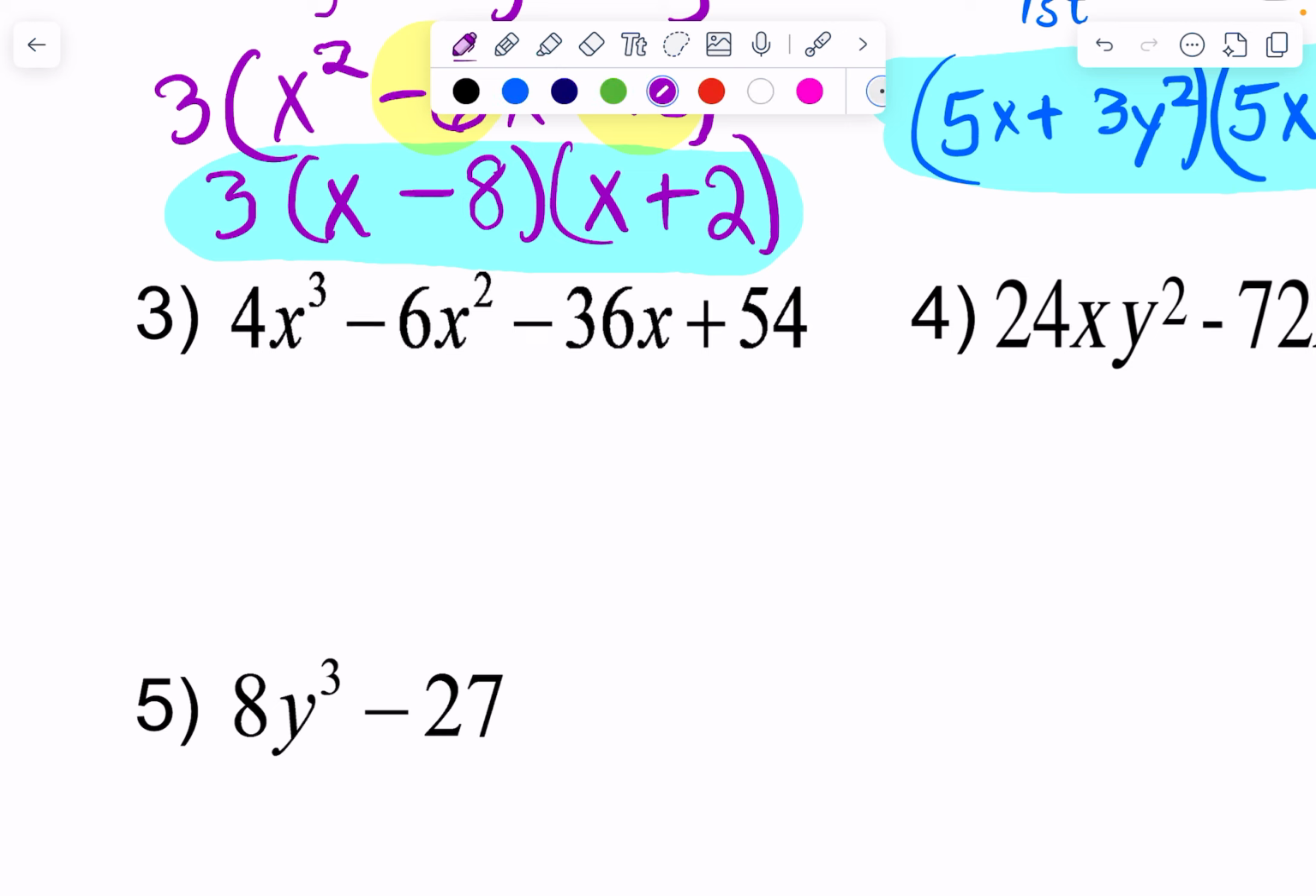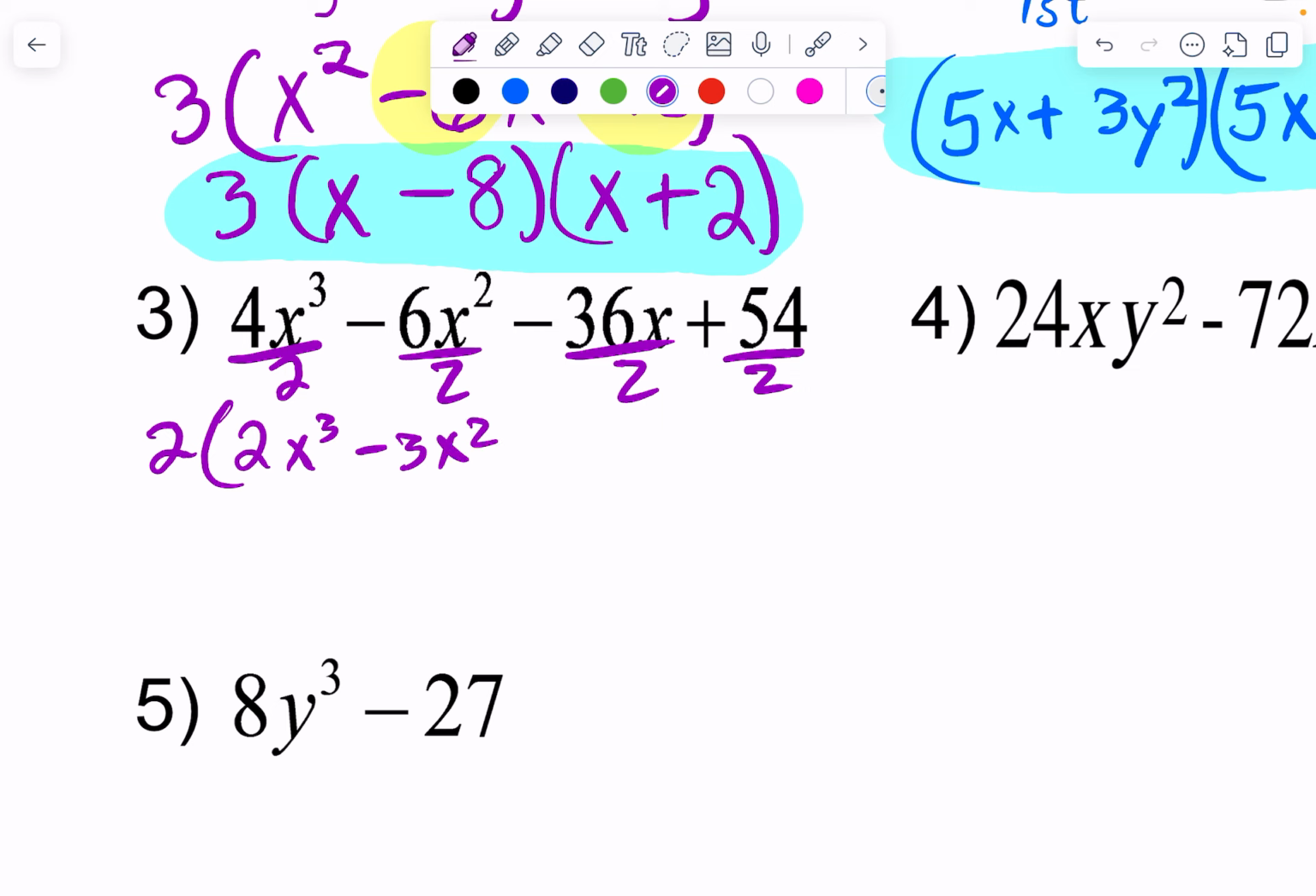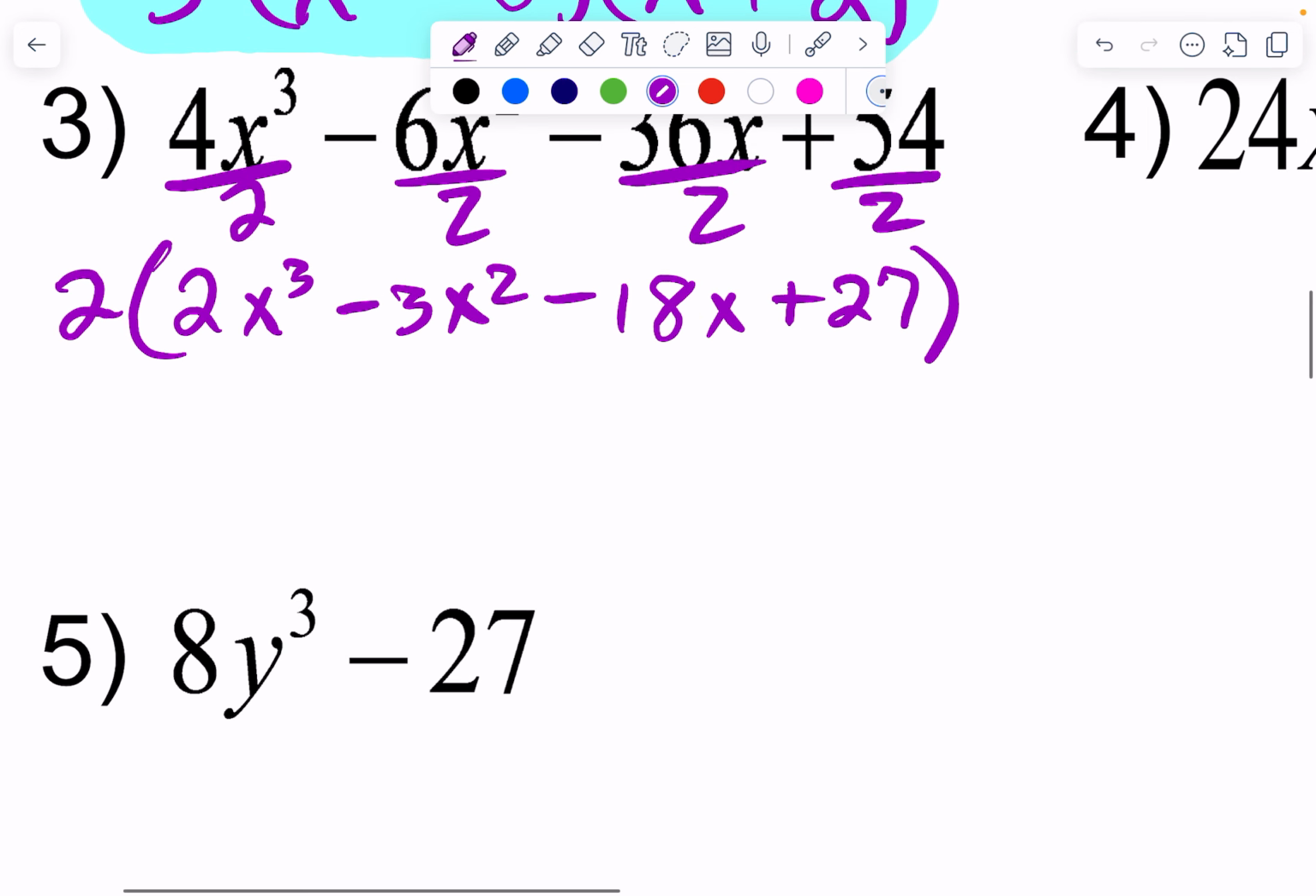Sorry. All right, let's look at all of these. I think we could take a 2 out of here. And that's exactly what we're going to do. We're going to factor out a 2 first, leaving us with 2x cubed minus 3x squared minus 18x plus 27. I've got 4 terms, so I'm going to use the grouping method.